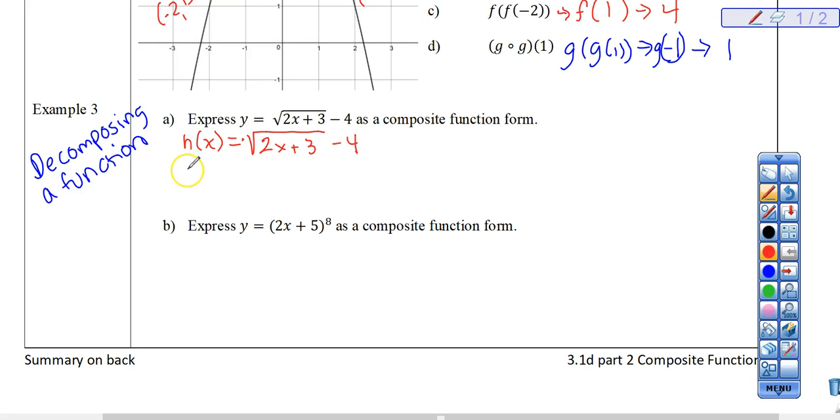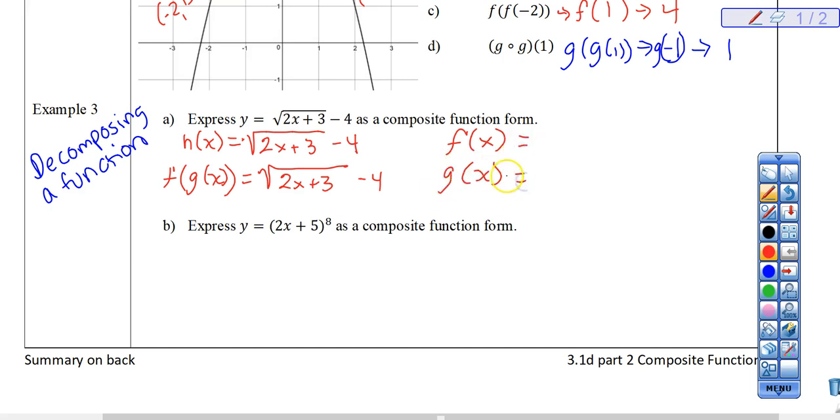I could also say f of g of x is equal to the square root of 2x plus 3 minus 4. So all of these say the same thing. The last one says I performed a composition to get this equation. I want you to tell me what is a possible f of x and what is a possible g of x. Now here's the thing.